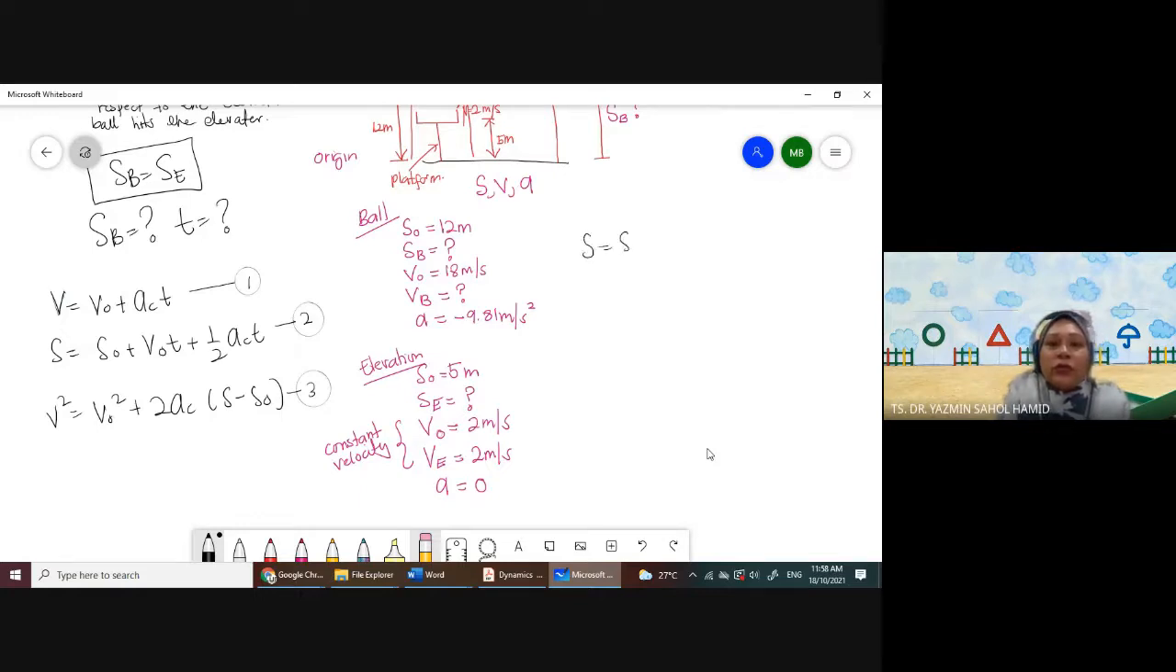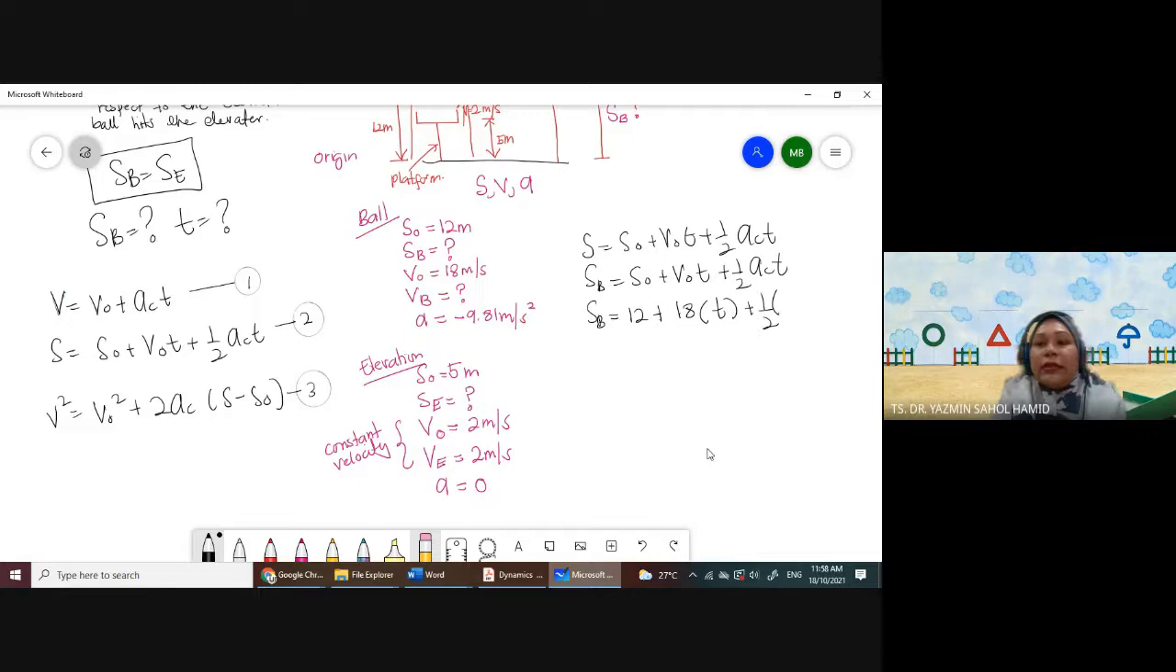So S equals S naught plus V naught t plus 1 over 2 at squared. S will become SB, right? SB is what we want to find. Our S naught is 12. Our V naught is 18. Our time is what we want to find. And our acceleration is negative 9.81, and then t.